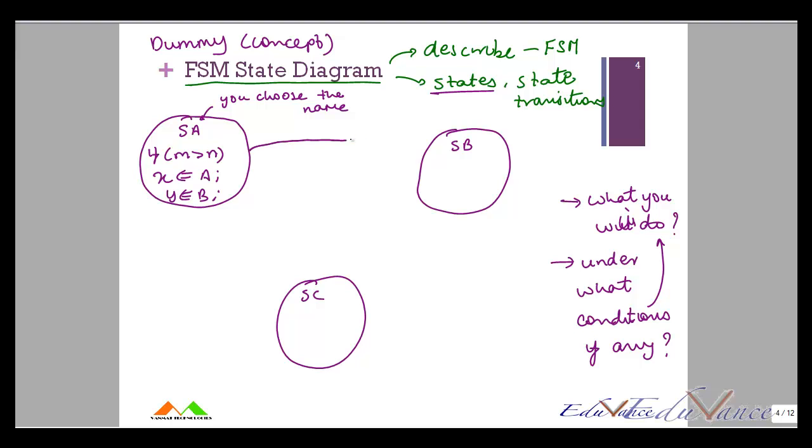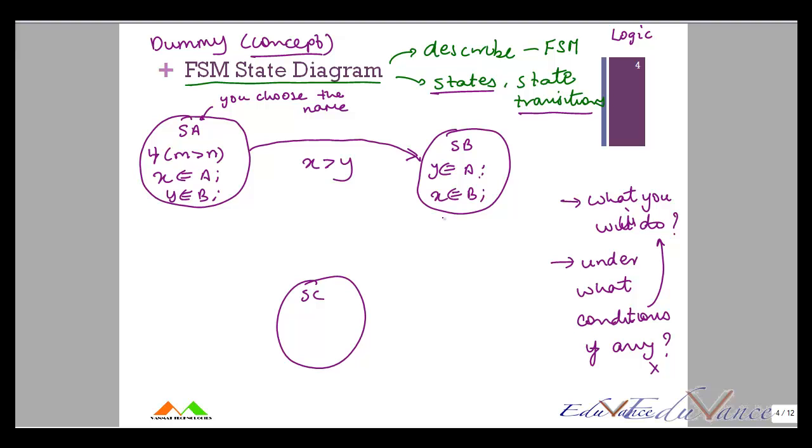Then if I would like to go from state A to state B, then I would write x greater than y. Again, this is just a dummy example. Please don't try and understand the logic of this state diagram, just understand the concept. So this transition is called a state transition. So if x greater than y, I would go from state A to state B. In state B, I simply do y gets A and x gets B. So here there are no conditions.